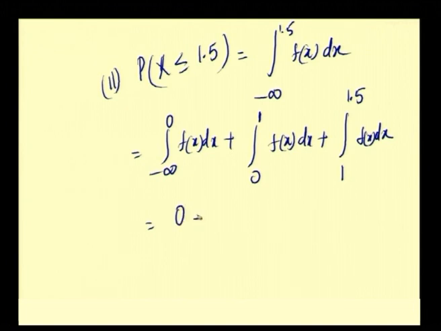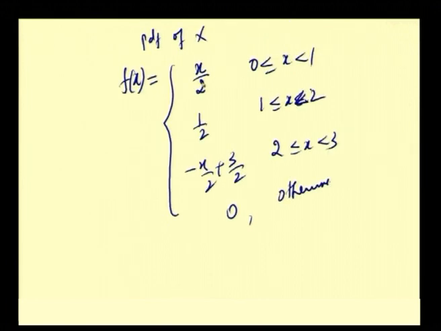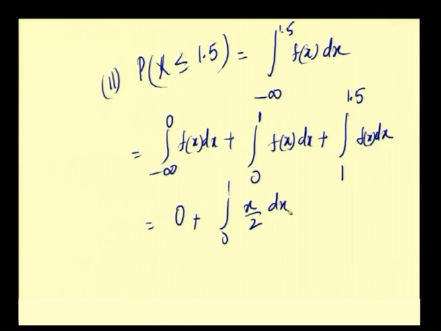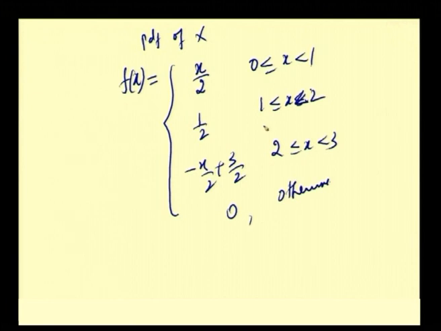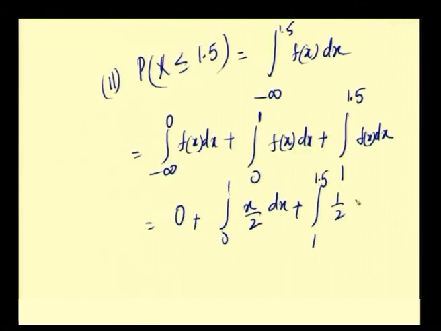Here it is 0. In 0 to 1 your f of x is x by 2, using the previous one. In 0 to 1 it is x by 2 dx, and in 1 to 1.5, this 1 to 1.5 is within the limits from 1 to 2. Therefore, you have to use f of x as 1 by 2 dx. Okay. Integrate this as x square by 4 within the limit 0 to 1 plus 1 by 2 into x within the limits 1 to 1.5.